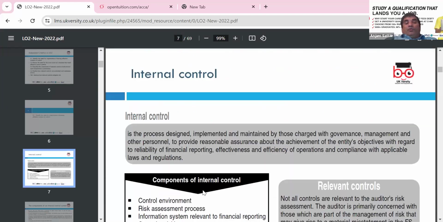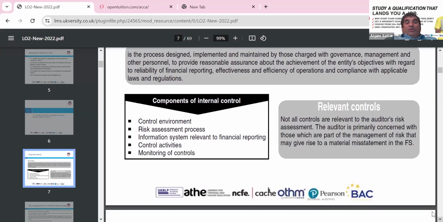Okay, welcome. So internal control is the process of design, implementation and maintenance by those charged with governance, management, and other personnel to provide reasonable assurance about the achievement of entity and organization objectives. Objective means the end result, what we want to achieve at the end of the activity, with regard to the reliability of financial reporting, effectiveness and efficiency of operations, and compliance with applicable laws and regulations. That's why we need internal control.